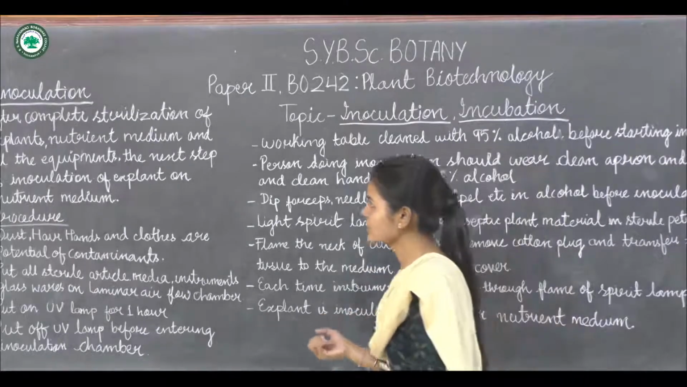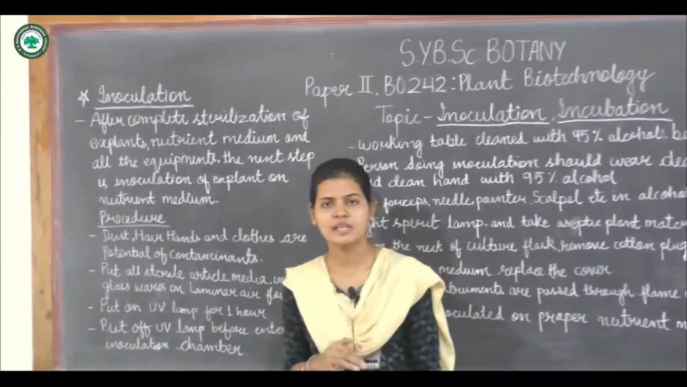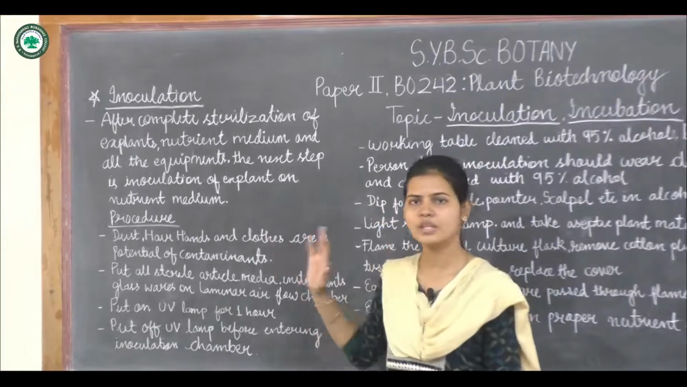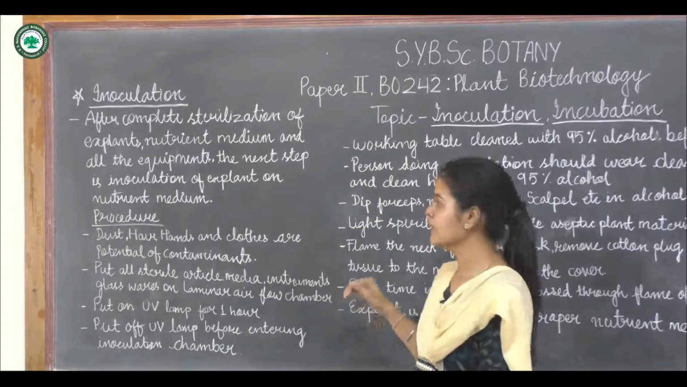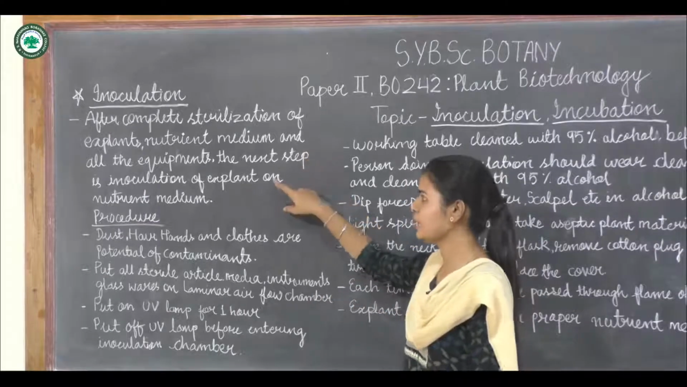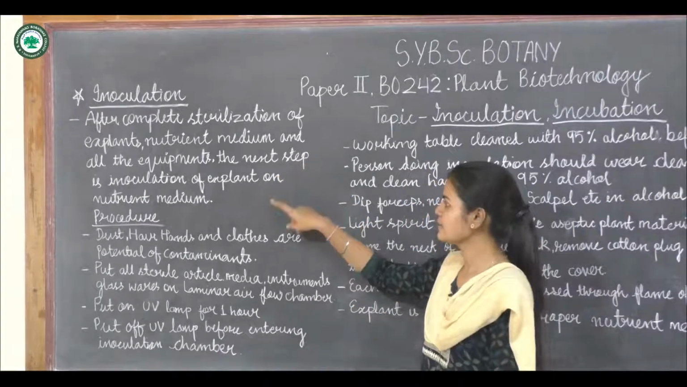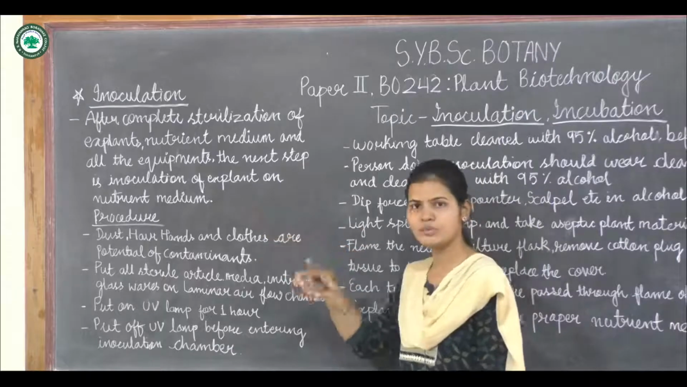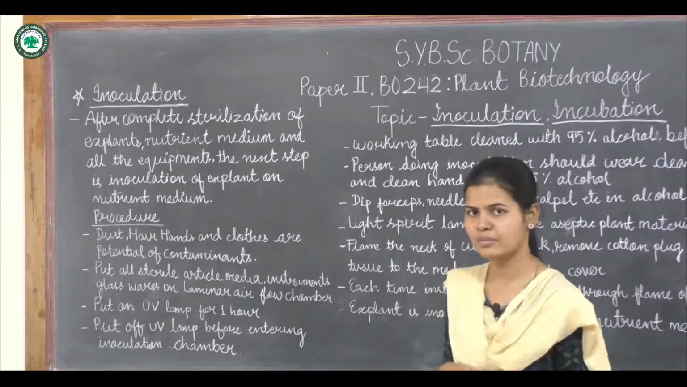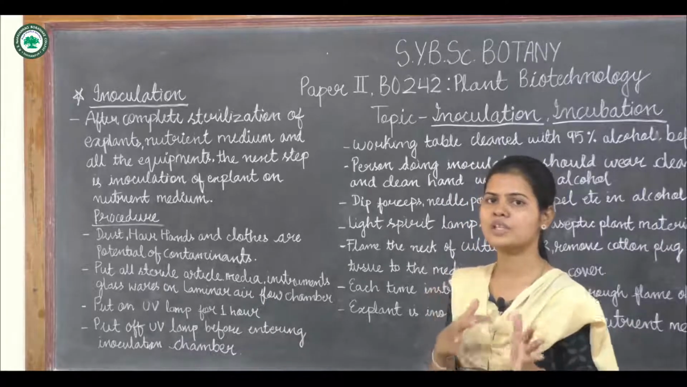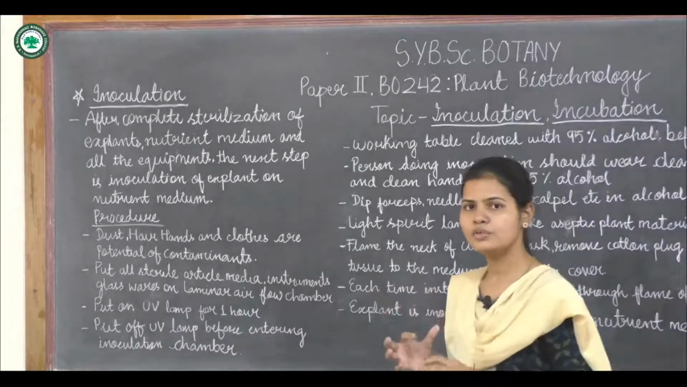So after the sterilization step, the next step is inoculation. After complete sterilization of the explant, nutrients, media and all the equipment, the next step is inoculation of the explant on a nutrient medium. First of all we have sterilized all the equipment as well as the explant, and now we have to put that on a nutrient medium.